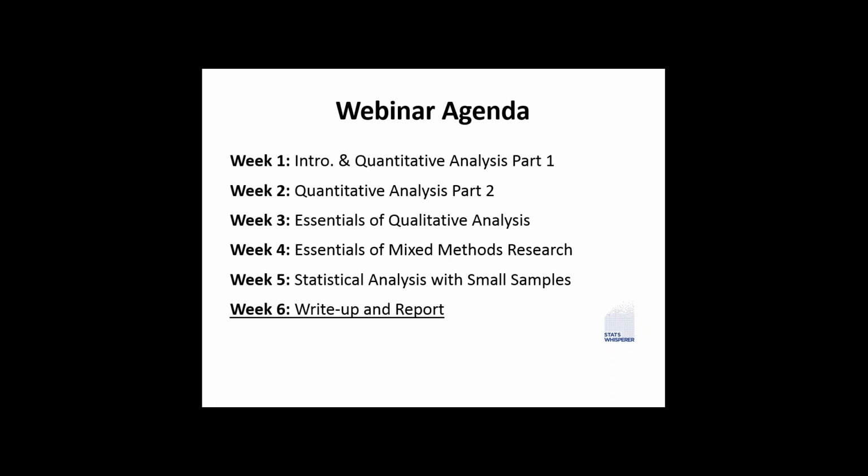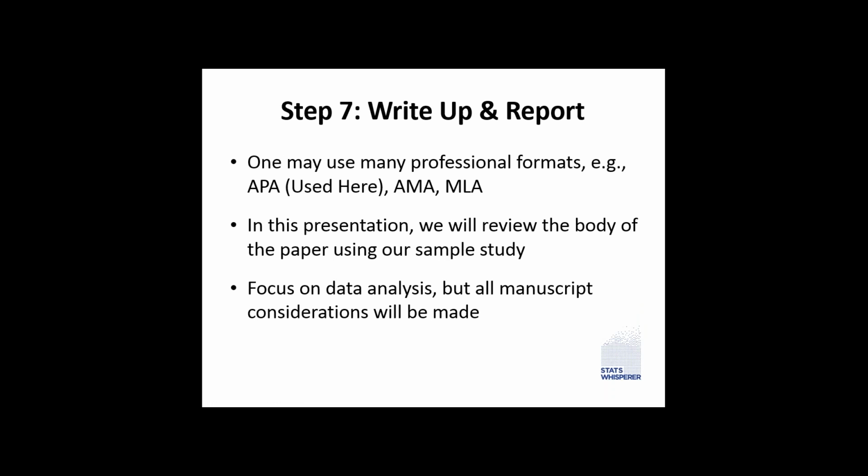And this week, we are at week 6, in which we will broach the process of the write-up and report of the study and the study results. So the first thing to acknowledge when writing up the study is that there are different professional formats. There's APA, American Psychological Association, which we are going to use here, AMA, American Medical Association, and MLA, right? So in this paper, we're going to use APA. We're going to go through the body of our paper using our sample study as an example. We're going to focus on data analysis, of course, but the manuscript will consider each little part of the paper.